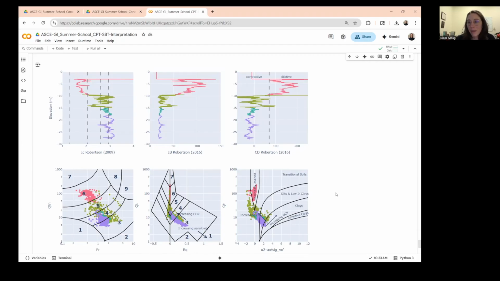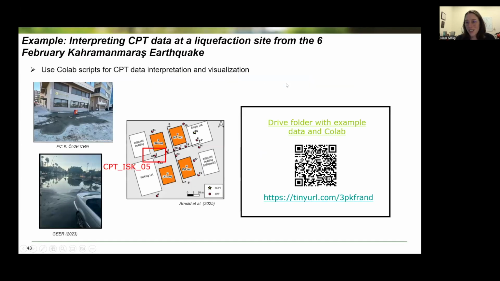So this is the Colab. You have access to it in the Google Drive folder that I shared. Take it, make a copy of it, change it, give feedback. Happy to hear it.